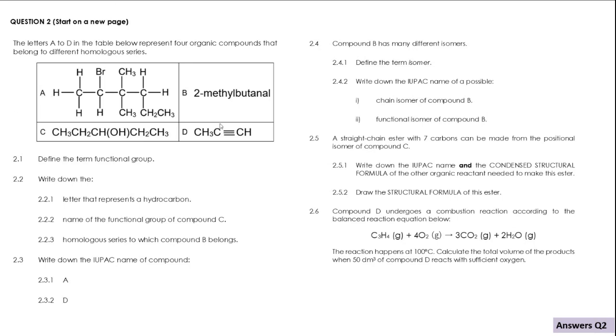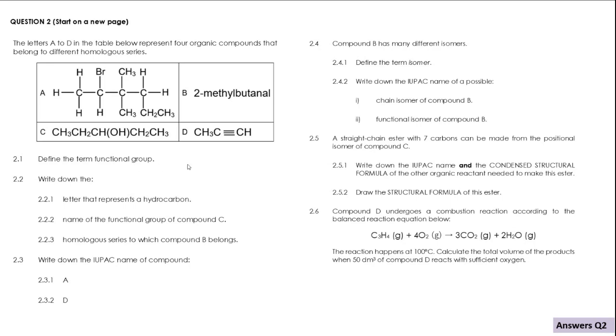There's A, there's B, there's C, and there's D. These are all organic compounds, right? They represent four organic compounds that belong to different homologous series, right? I think you know what that statement really means. So our first question is, define the term functional group.